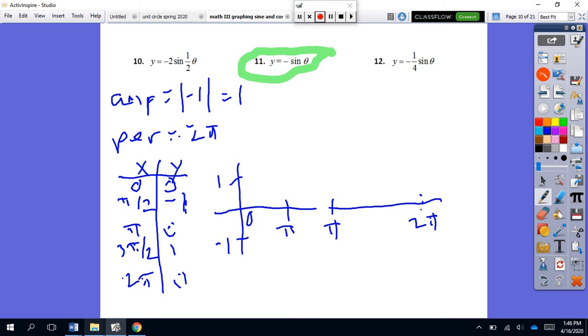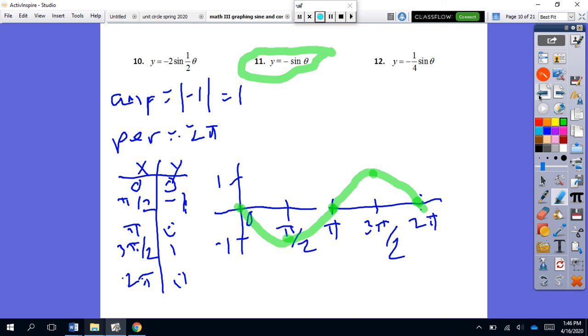Pi over 2 and 3 pi over 2. Okay, and then to graph your points, you have 0, and then go to your min, then 0, then max, then 0. So it just looks like that.